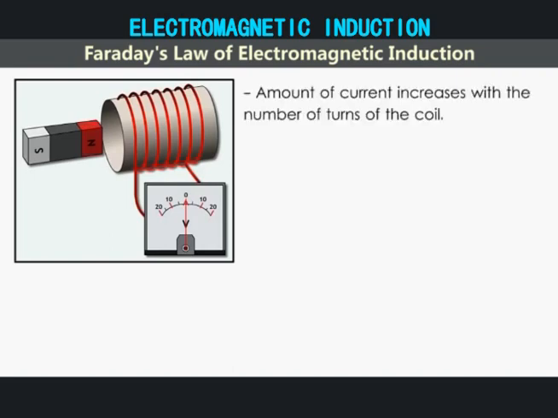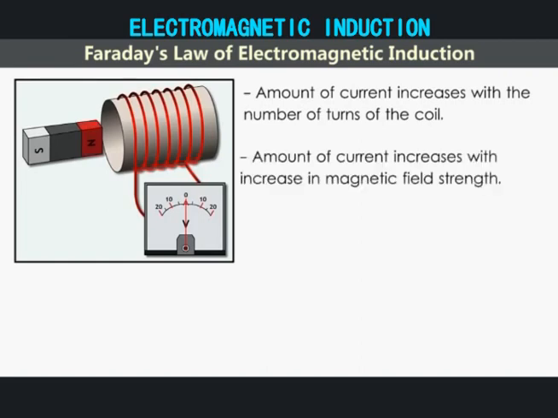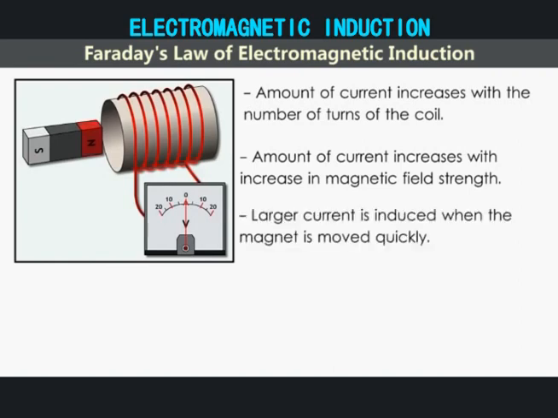1. That the amount of induced current increases as the number of turns increase. And this has everything to do with the length of the wire within the magnetic field. 2. That the amount of induced current increases with increase in the strength of the magnetic field. This strength of the magnetic field is called the magnetic flux. Thirdly and finally, that a larger current is induced when the magnet is moved in and out quickly.